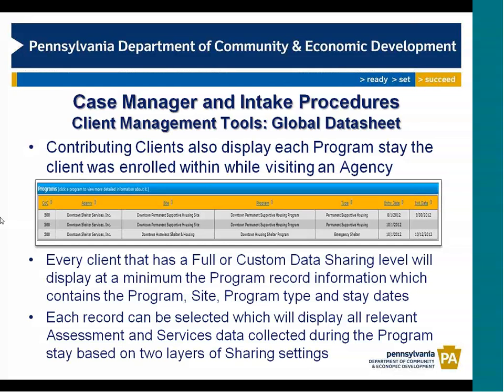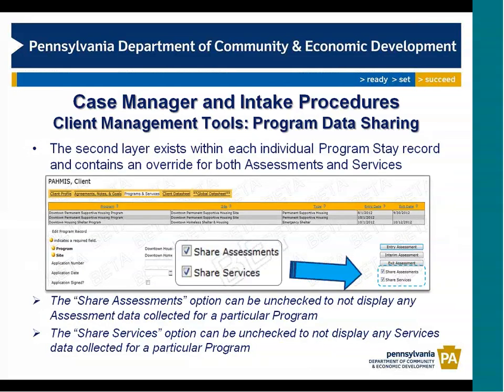Now, we have a second layer of sharing settings that we've almost added as override settings within each individual program record. While the entire data sharing policy provides the default sharings, and they can't be overturned, so if a client says, hey, I don't want to share services or I don't want to share income for all programs, there's no way to default share it within a program, but it does allow you to override to not share things that have been shared by default.